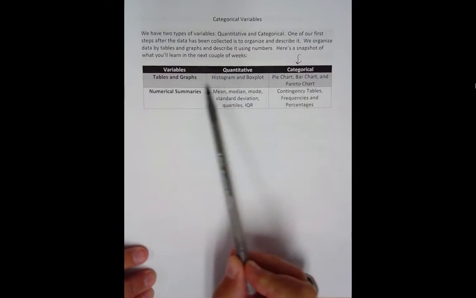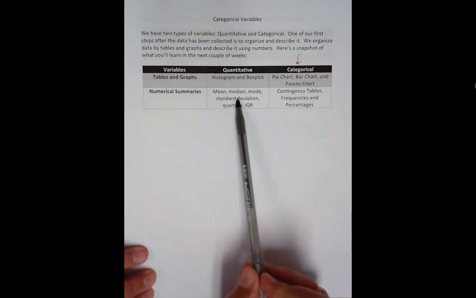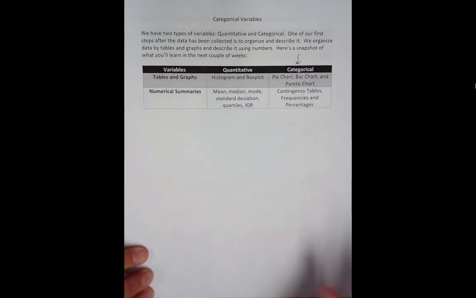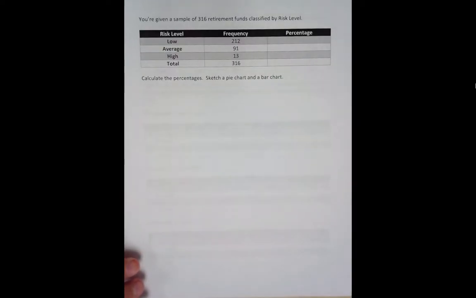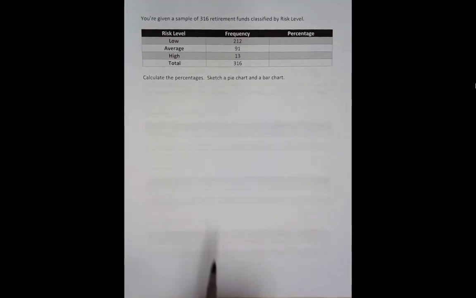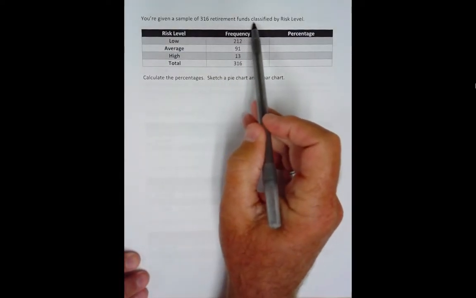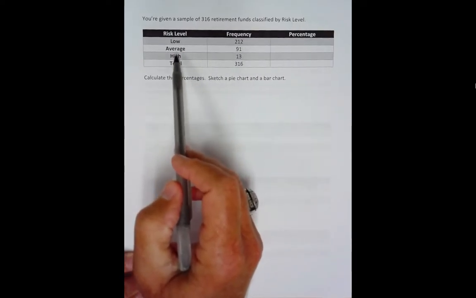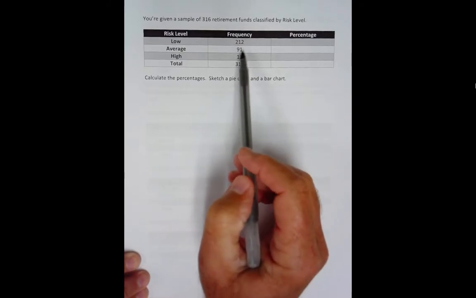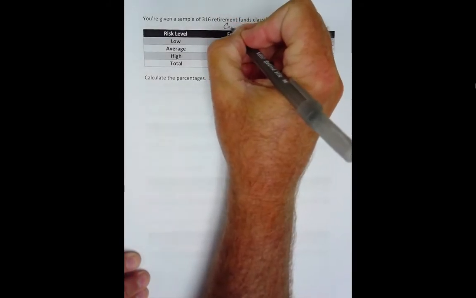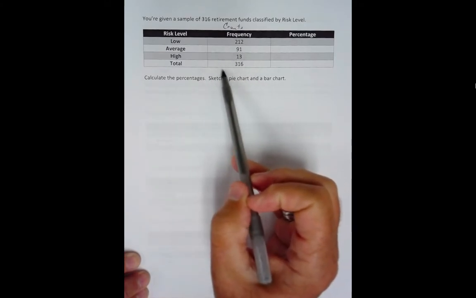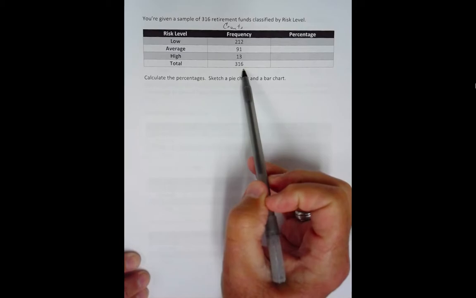Anyway, back to numerical summaries: means, medians, standard deviations if we have quantitative variables; contingency tables, frequencies, and percentages if we have categorical variables. So let's get our hands dirty. Let's say that we're given a sample of 316 retirement funds classified by risk level. The risk levels here are low, average, and high. We can already see that we have our frequencies, and sometimes we call those our counts. So we have 212 low, 91 average, and 13 high, for a total of 316 retirement funds.